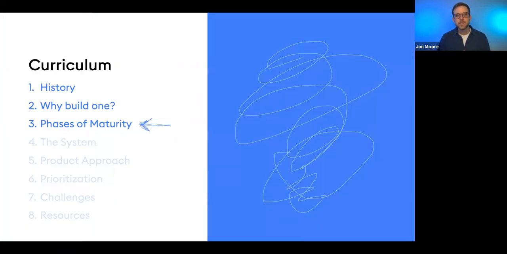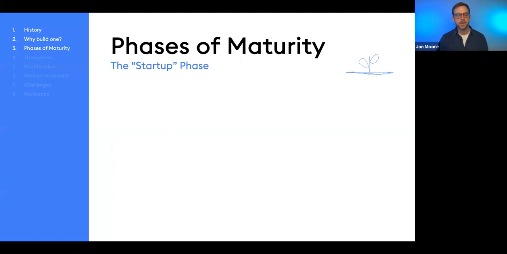Three, phases of maturity. So I talked about how with design systems, there's a bit of a misnomer that it's either all or nothing. And I promise you there is tons of literature, which we'll look at in a second, around what is a design system and what isn't a design system. I don't like to think of it that way because I really think that design systems have pieces and it is a journey that you go on.